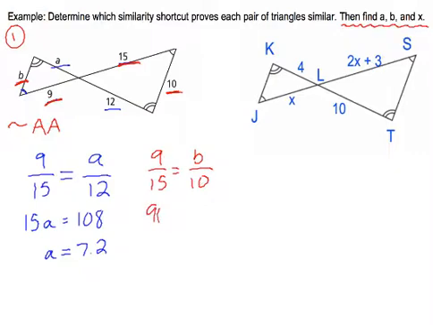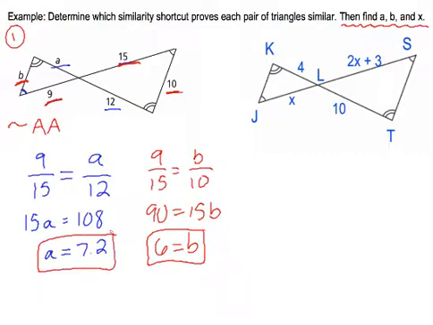9 times 10 is 90, 15 times B is 15B. Set those equal, and divide both sides by 15, and we get that B is equal to 6. Move on to the next example.